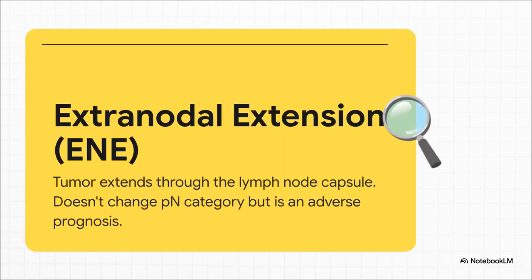One last point on nodes. Extranodal extension, or ENE. This is when the tumor literally breaks out of the lymph node's capsule and into the fat around it. Now, it doesn't actually change the PN number. An N1 node with ENE is still just an N1, but you must report it. It's an important adverse prognostic finding that tells the clinical team this disease is more aggressive.